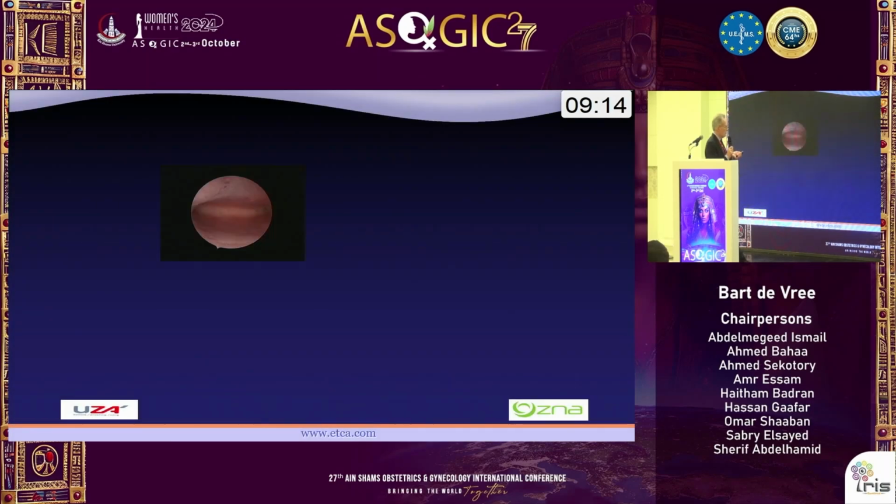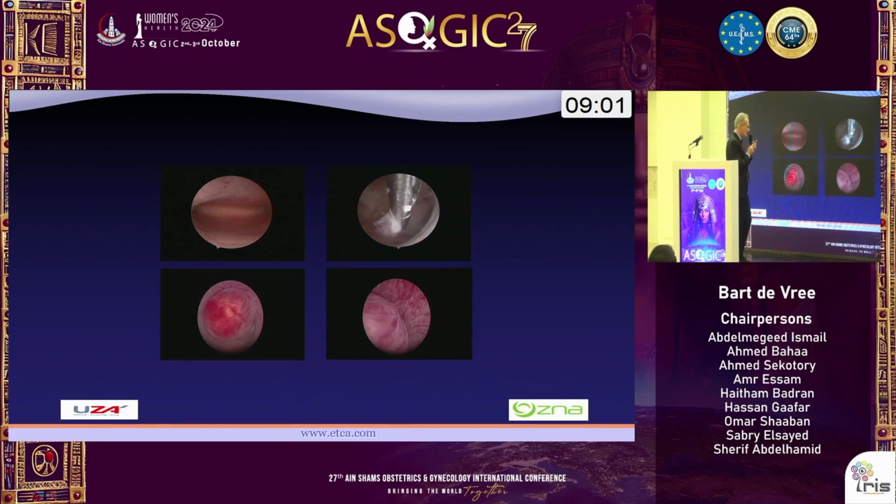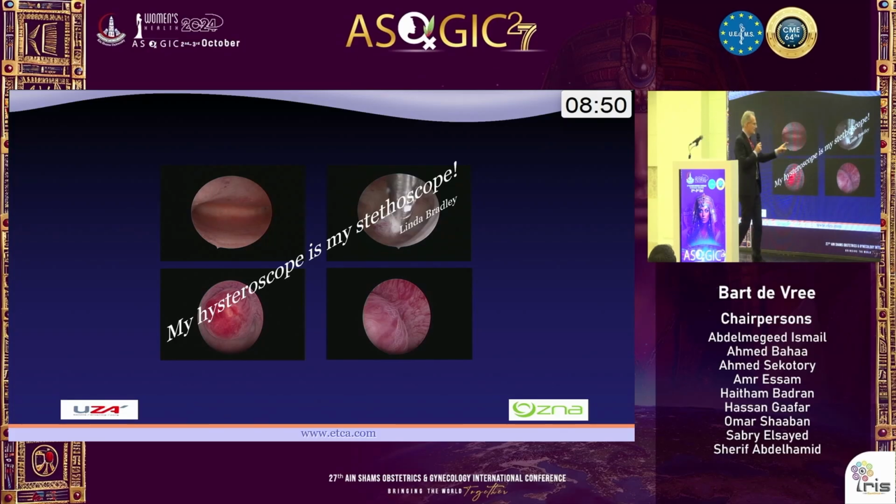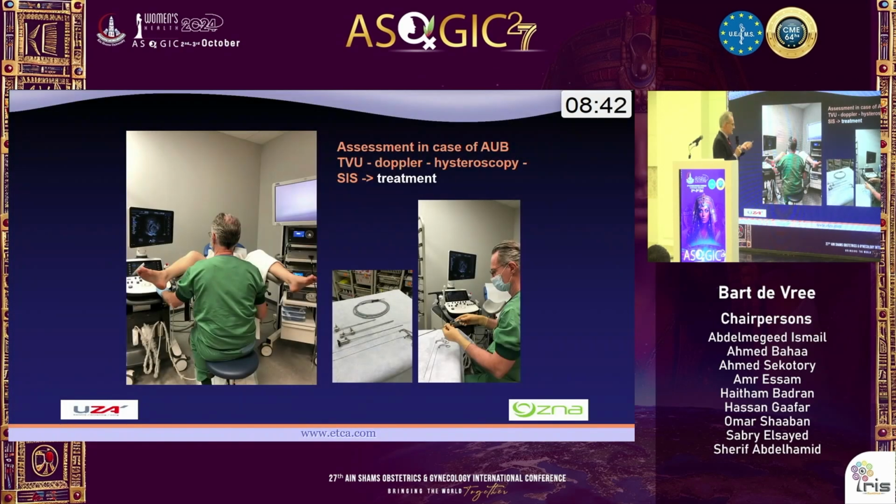Now this was for the ultrasound, but in fact, I'm a hysteroscopist. I think I'm born with a hysteroscope under my arm. I like to see things with my eyes, and I like to take a biopsy, so I feel more comfortable with it. I'm a little bit like Linda Bradley says: my hysteroscope is my stethoscope. I need to see it with my eyes. And this is how my setup is in the consultation when people are referred for abnormal uterine bleeding.